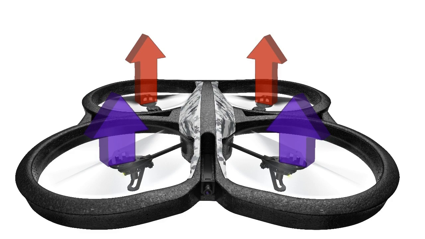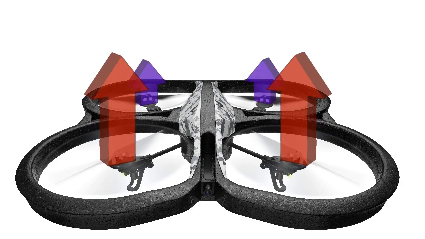To pitch forward, the drone will increase power to the 2 back motors and reduce power to the 2 front motors. The resulting net force will pitch the nose of the drone down and it will move towards us. To pitch backwards away from us, the drone will reverse the process.